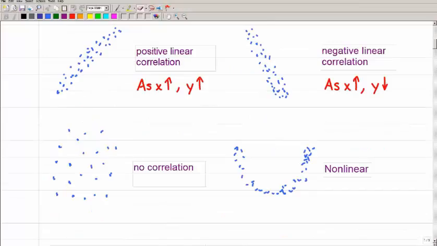If you have dots scattered all over the place, like this diagram, we say that has no correlation. Then there is another type of correlation, which we're not studying in this class, called nonlinear correlation, meaning the dots form some sort of curve. In this case, it is a parabola.